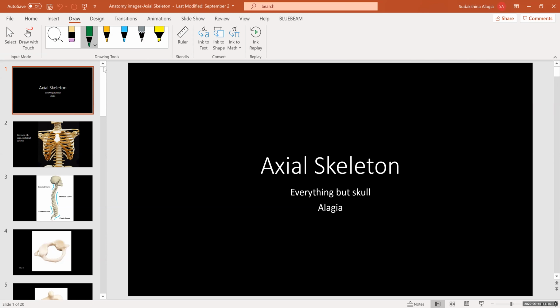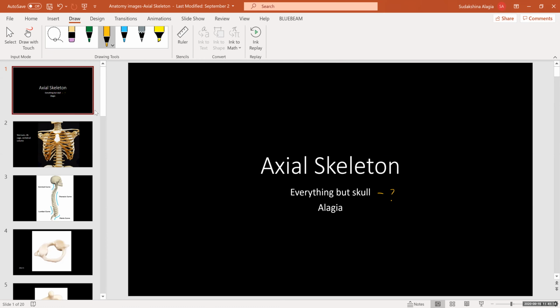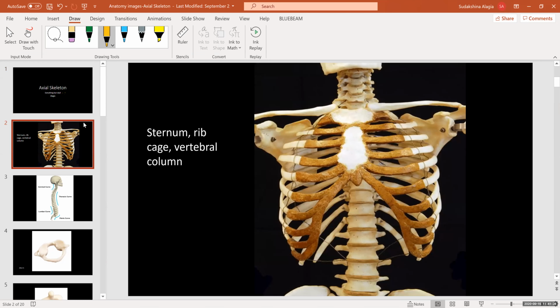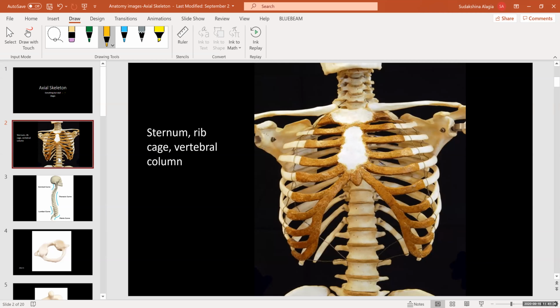Did anybody get this? Everything about skull? Did anybody get that? Yeah, we got that. What is that? The axial skeleton? There's more. There was a group called Everything But the Girl. So it's everything but the skull. It's not just the obvious anatomy. I tried to put a little more humor in there to see if anyone got that.